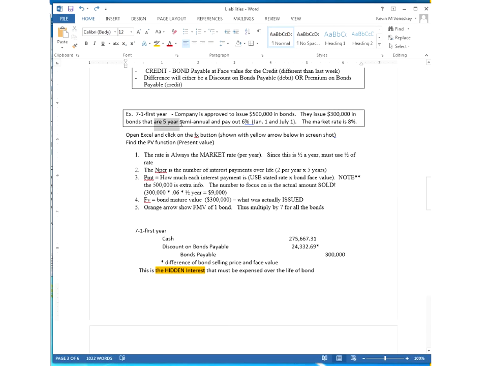So $300,000 bonds that are due in 5 years, and they pay semi-annual interest. So twice a year they pay interest, and the interest stated on the bond is 6%. However, the market rate is at 8% currently. So people don't want my bond. If I'm only paying 6%, that's a lot less than the 8% they can get elsewhere. Therefore, I'm going to have to sell my bond at a discount. How much of a discount? Well, that's what I need to figure out.